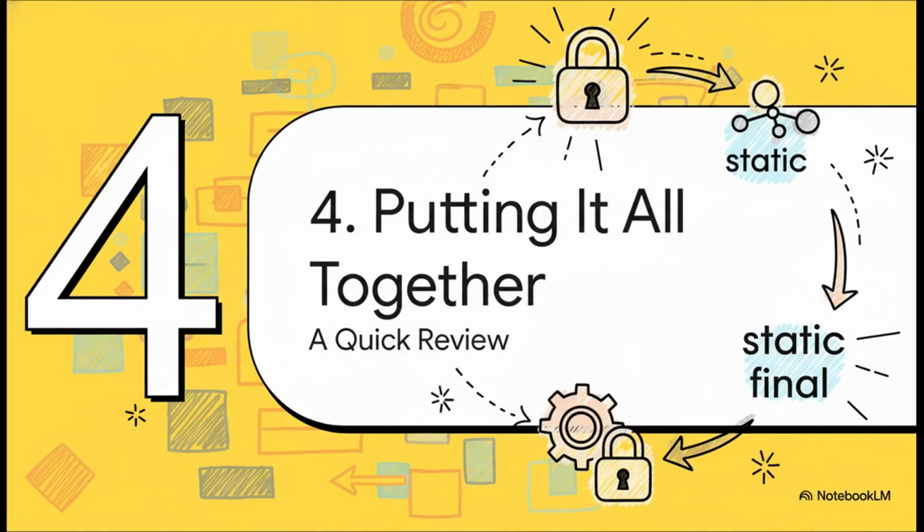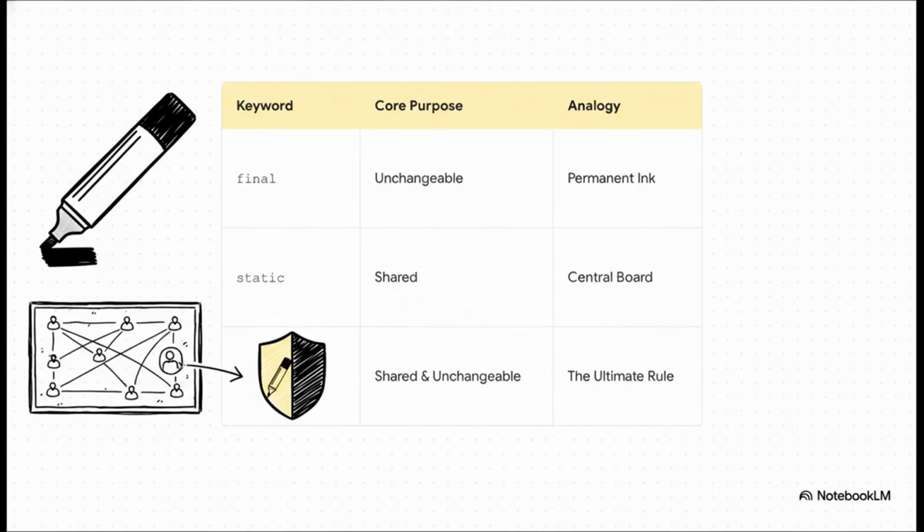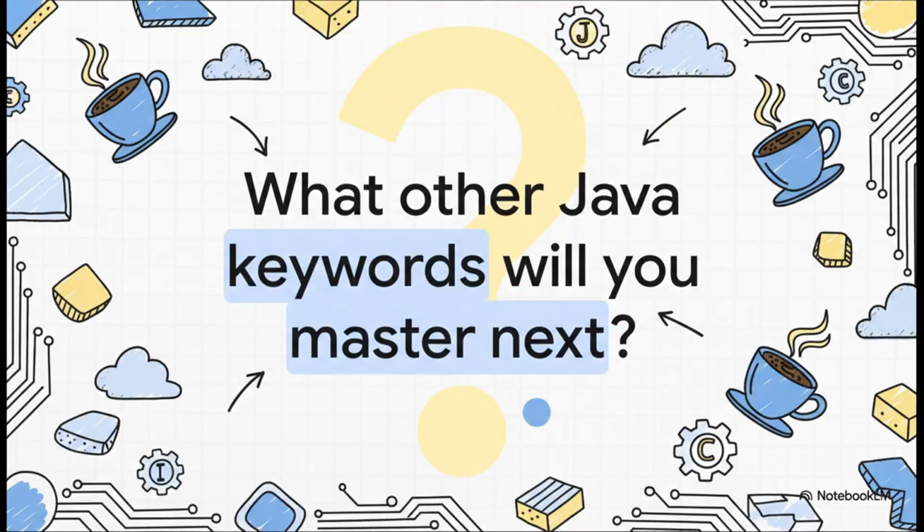All right, that was a lot, I know. So let's do a super quick review to pull it all together and make sure it sticks. Let's break it down one last time. You've got final. Its job is to make things unchangeable, like writing in permanent ink. Then you've got static, which is all about sharing, that central bulletin board idea. And when you put them together, static final, you get the ultimate rule, a value that is both shared and completely unchangeable.